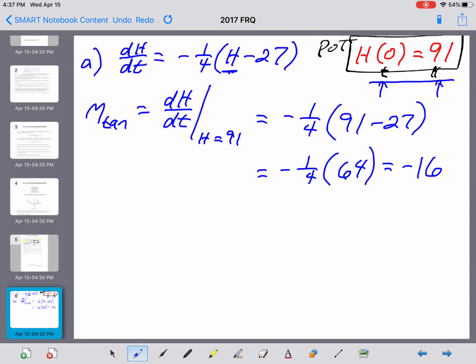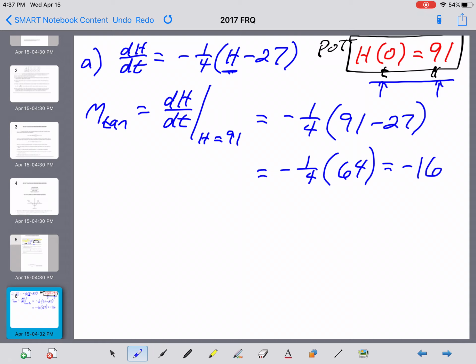Okay, negative 16 times 3 is going to be negative 48. We're going to add that to 91, and I am pretty sure that that is going to get us 43 degrees Celsius for the temperature of the potato at t equals 3 minutes. So again, that's an approximation, but that is what they were looking for. Let me go back and double check the question again, and I think that's what we came up with. Okay, that's a wrap for part A.